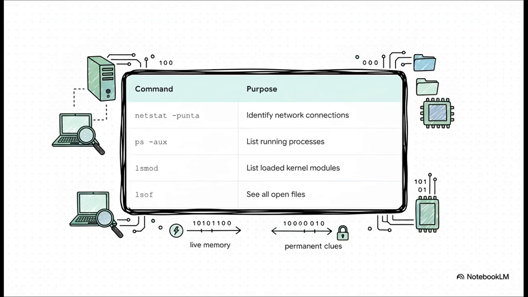On a Linux system, the investigator's toolkit is all about the command line. They'll use netstat to get a map of every single network connection the machine is making. Then they'll use ps to see every single process that's running, even the hidden ones. They'll even check what are called kernel modules with lsmod. Think of these like plugins for the operating system's core, and they're a classic hiding spot for really nasty malware called rootkits, which are designed to give an attacker total hidden control.